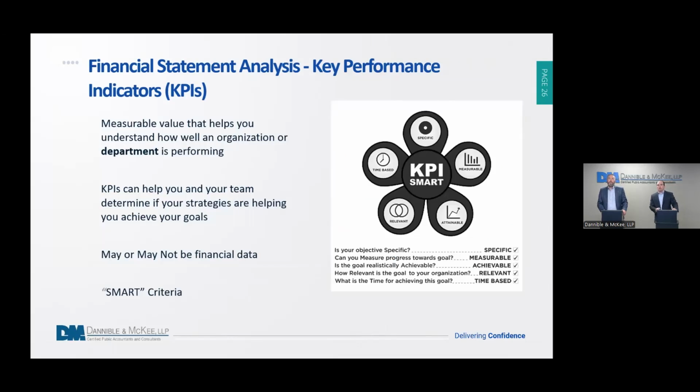Okay, so now we're going to move into doing financial statement analysis on key performance indicators, abbreviation KPI. This has become more and more popular amongst companies. It really identifies, on an industry basis or a department basis, a measure that we should be tracking on an ongoing basis. It's important to note that it may or may not be financial data. And then we have a chart to the right here that gives you a guideline of what a KPI should be. It should be specific, measurable, achievable, relevant, and time-based.